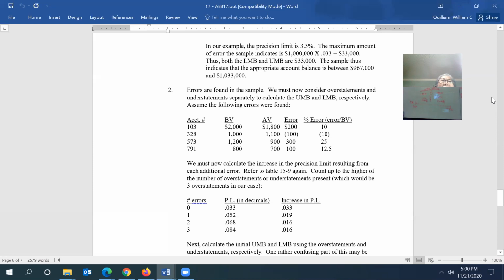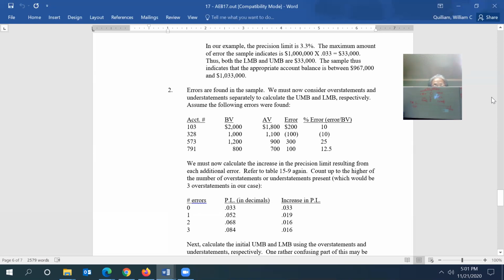What would we conclude about accounts receivable up here? Are they fairly stated or not? Yes, they are. Here's why. The potential amount of error, 33,000, is well within the bounds of tolerable misstatement of 50,000. We're okay. So accounts receivable are fairly stated. Everybody with me on that?